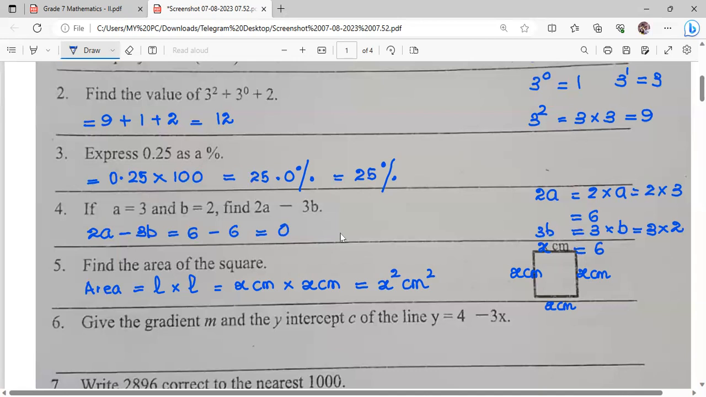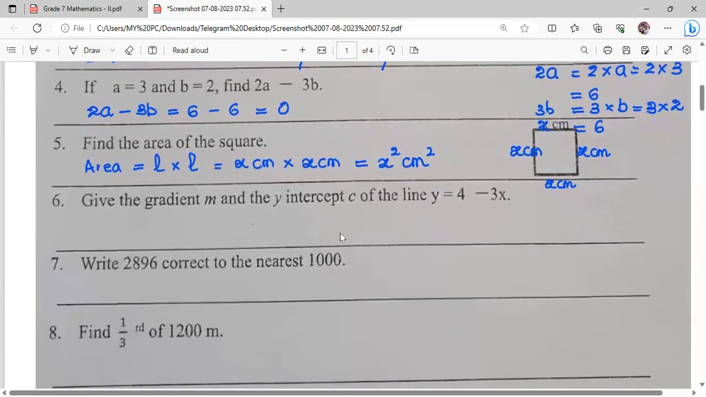And when you are writing the answers, you should be mindful, right? You want to think about the units. Centimeter into centimeter, it is centimeter square. So that is something else. The x into x, it is x squared, right? Okay. So then the next one, here give the gradient m and y-intercept of this.